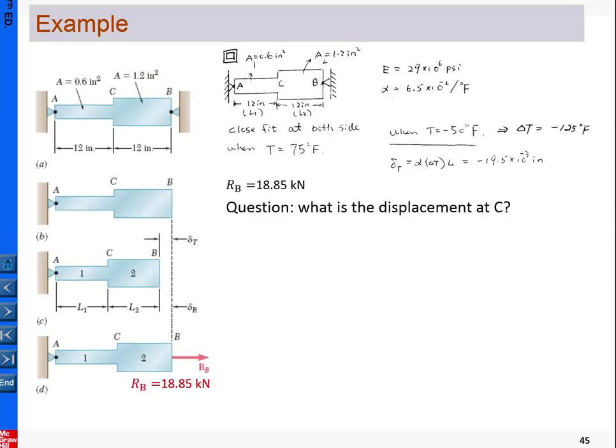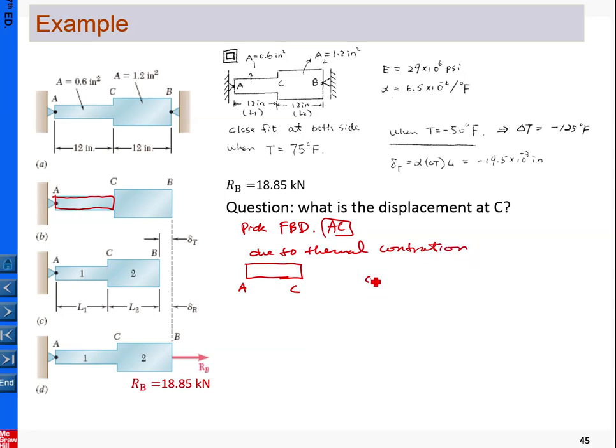So the calculation you can try is this. You can simply focus on these portions. We pick the free body diagram on the rod AC. So this is A, this is C. And due to the thermal contraction, the delta T, say this is fixed, so delta T thermal and C relative to A, and A is fixed, so basically that is equal to C at point C, here.